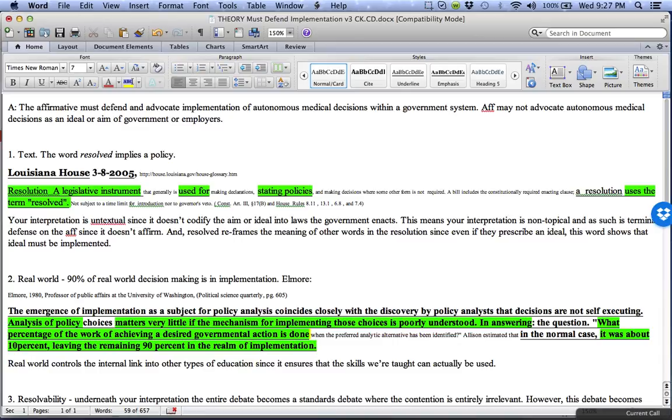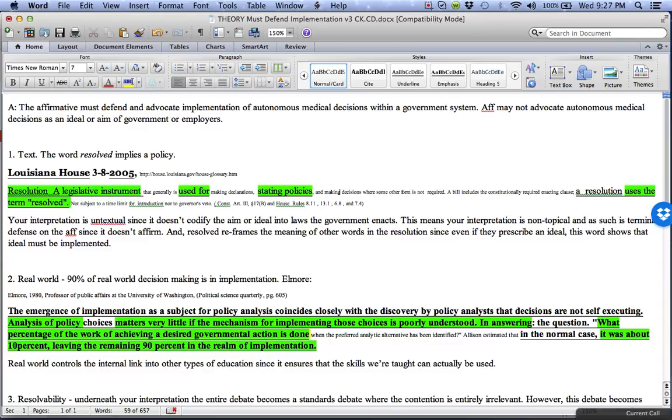The word resolved implies a policy. Louisiana House on March 8, 2005: "Resolution. A legislative instrument used for stating policies uses the term resolved." End quote. Your interpretation is untextual since it doesn't codify the aim or ideal into the laws that government enacts. This means your interpretation is non-topical and as such is terminal defense on the affirmative, since it doesn't affirm, and resolved reframes the meaning of other words in the resolution. Even if they prescribe an ideal, this word shows that the ideal must be implemented. Also, independent link to jurisdiction because you can't vote for an affirmative that's not about the topic.